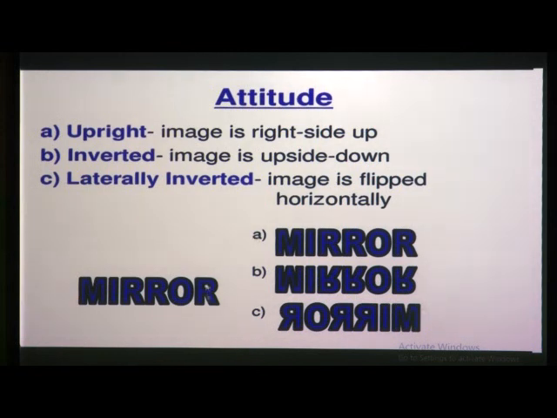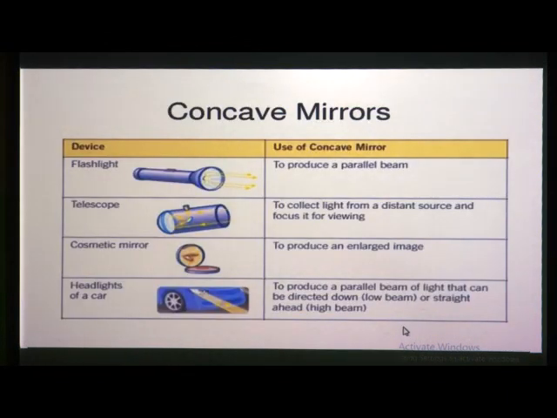So you will see here a laterally inverted image, it is flipped, okay. So it is flipped horizontally. Here you can see that the sides are changed in this C type. So this is called a laterally inverted image.